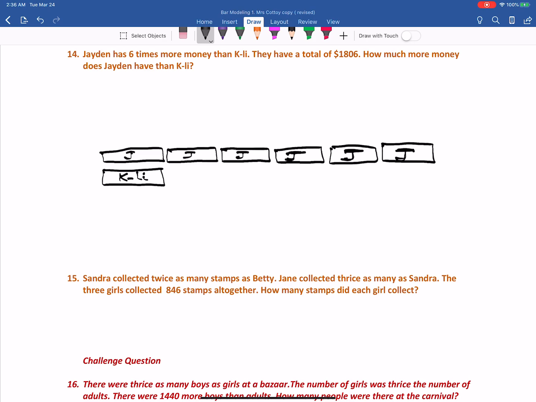Great. And they have a total of 1,806. Big number, so what? We have just separated our bars into equal parts. So it means 1, 2, 3, 4, 5, 6, 7 parts. 7 parts that are equal add up to 1,806. So you divide by 7 to find out the value of 1 part. So 7 into 1,806.